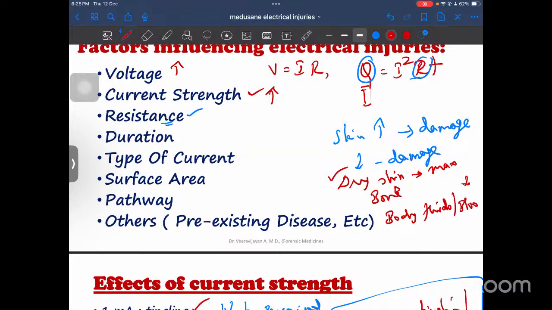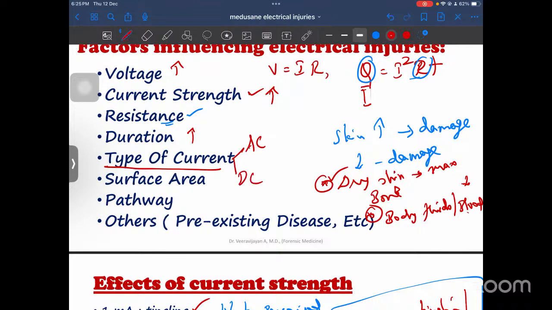Then blood comes. Okay, these are the things to remember. Another one is duration. If the current flows for more duration, then the injury will be more. Then type of current. Here, the thing to remember is there are two types of current. One is AC and DC.